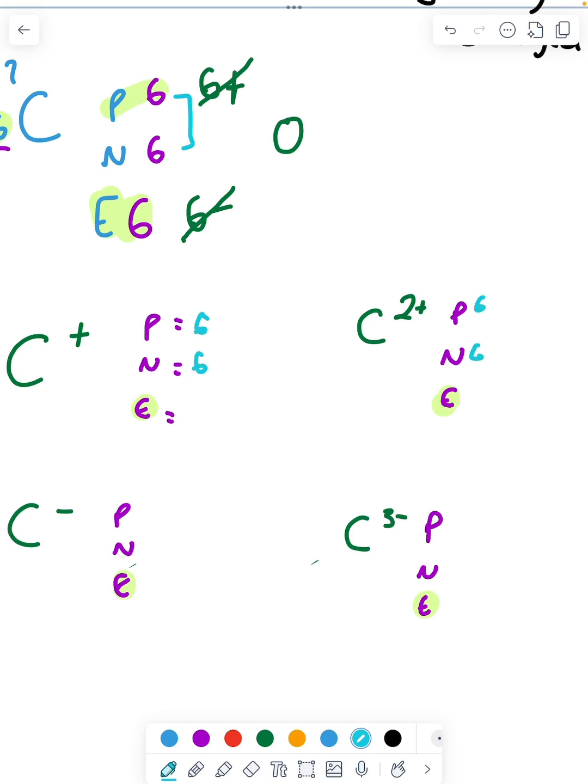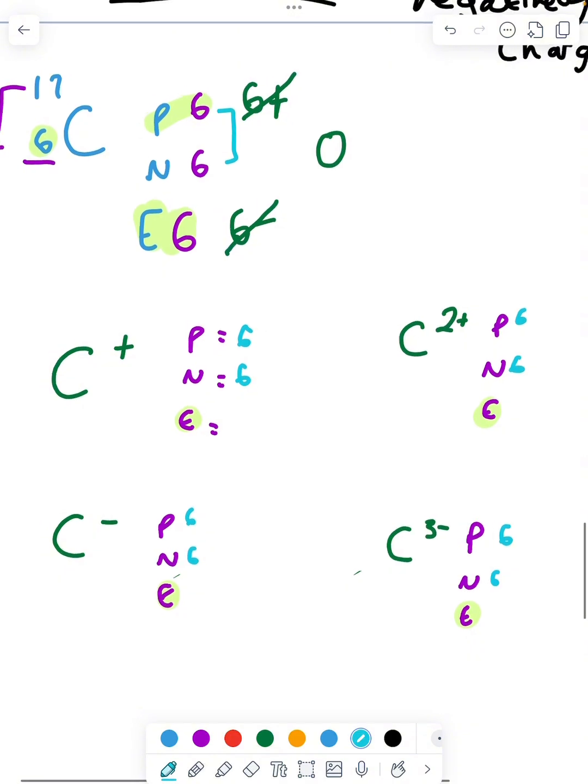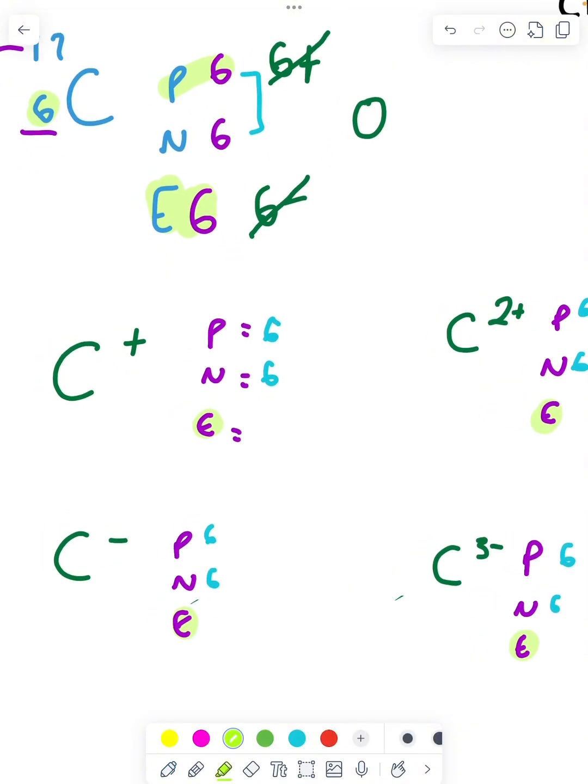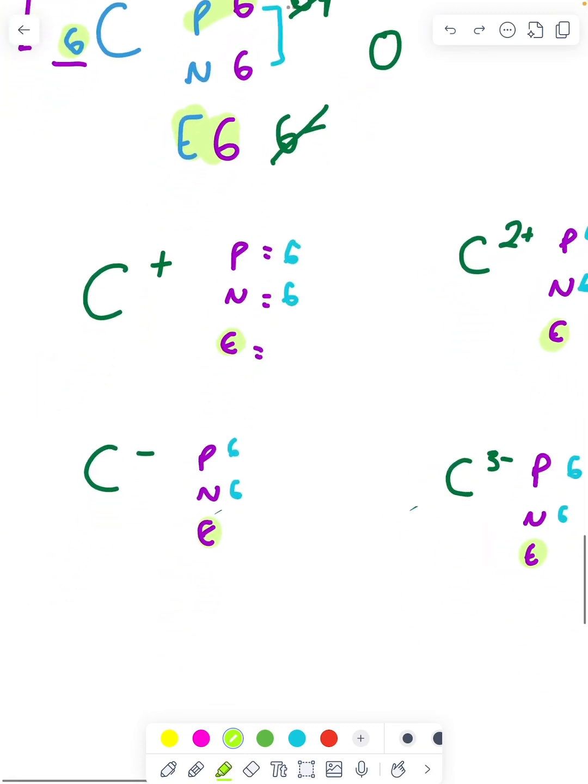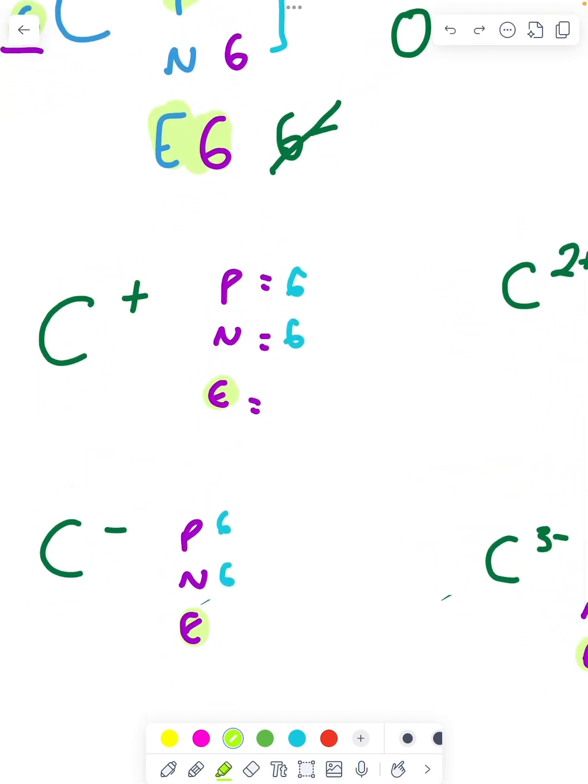The only thing that's changing is the number of electrons, so we can just keep these the same, right? Now, C plus, we'll start here. This one has become more positive, right? And how do you become more positive? The reason why ions are more positive is because they've lost a negative thing. And that negative thing that they lose are these electrons. So we've got a negative electron, right?